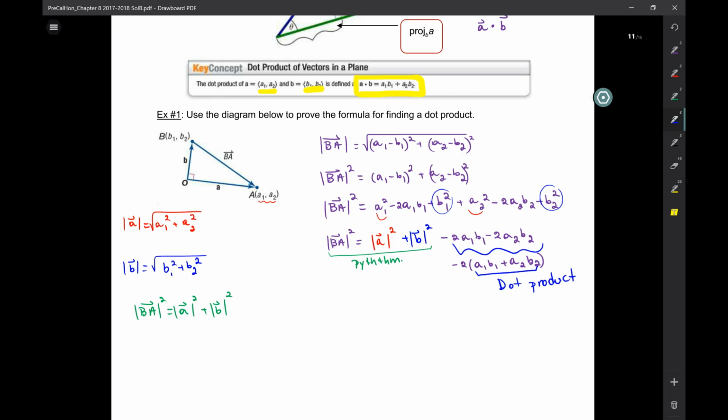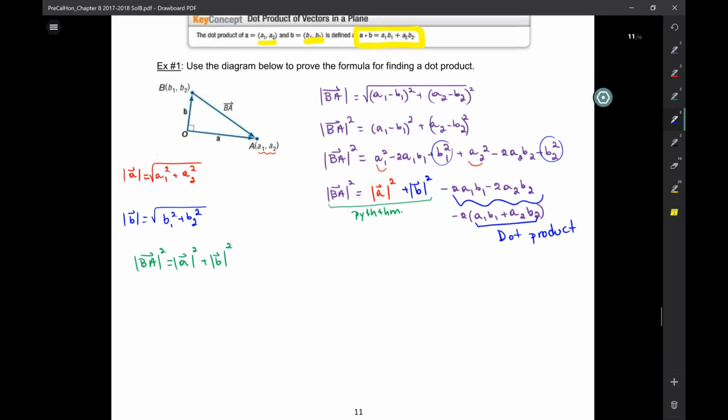How come you disregard the negative 2? Because it's a factor. If A1 B1 plus A2 B2 is 0, then 2 times 0 is still 0. But if that has a value, then you would multiply it by 2. Yes. But it doesn't say that here. The 2 just comes out of the formula. It's the same as in the law of cosines: a squared plus b squared minus 2ab cosine theta.